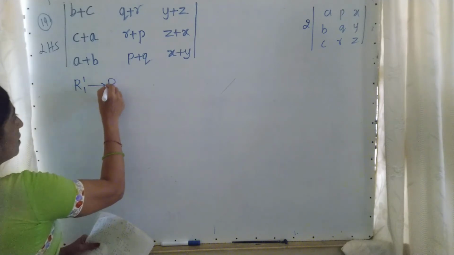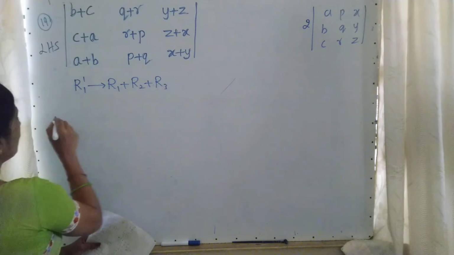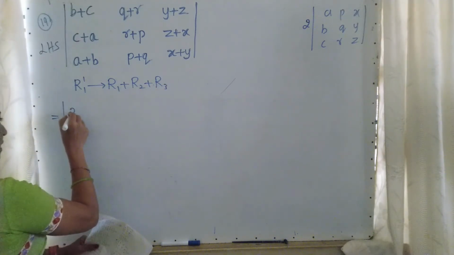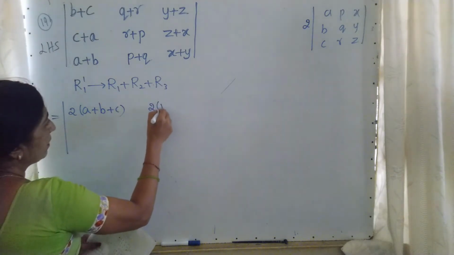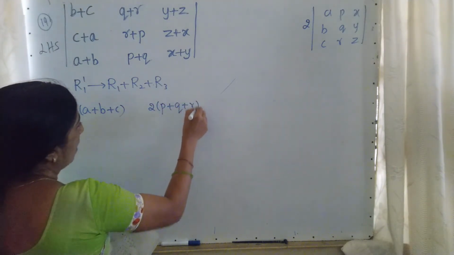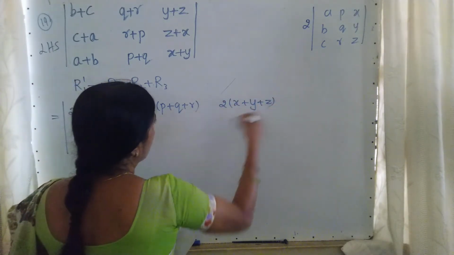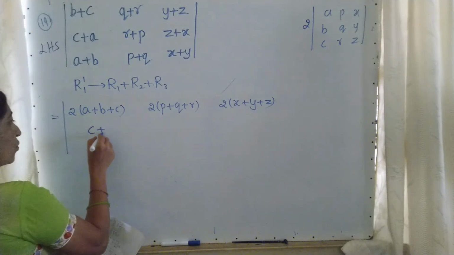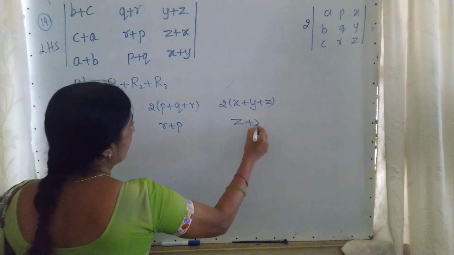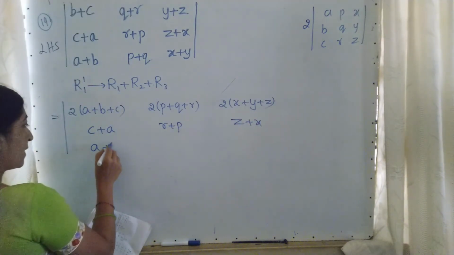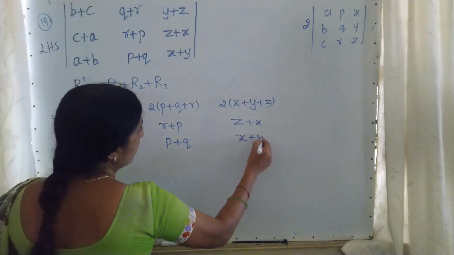So what are you adding? R1 dash as R1 plus R2 plus R3. So what are you getting? 2 in the bracket A plus B plus C, here 2 in the bracket P plus Q plus R, next 2 in the bracket X plus Y plus Z. Second and third row as it is: C plus A, R plus P, Z plus X. Third row: A plus B, P plus Q, X plus Y.